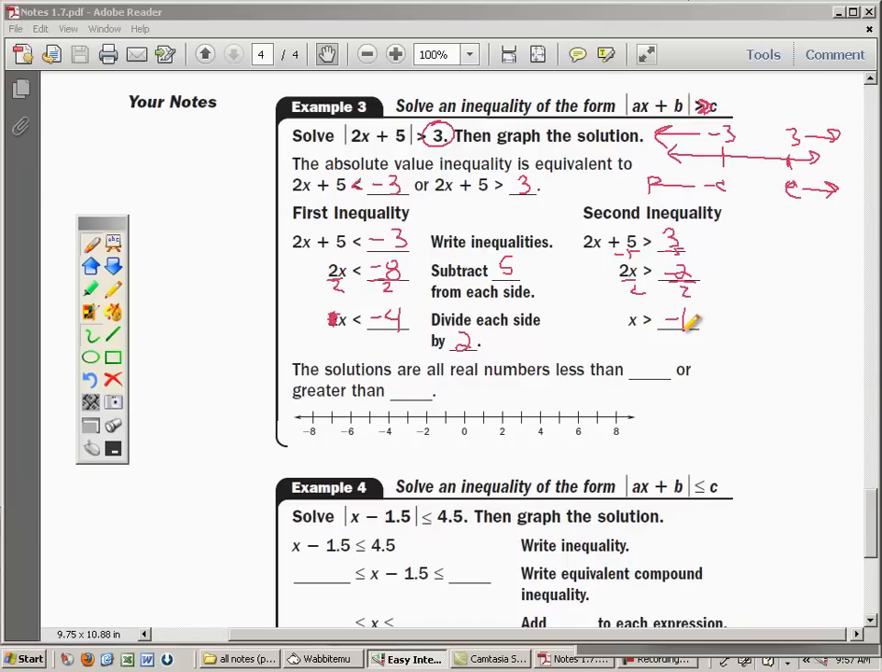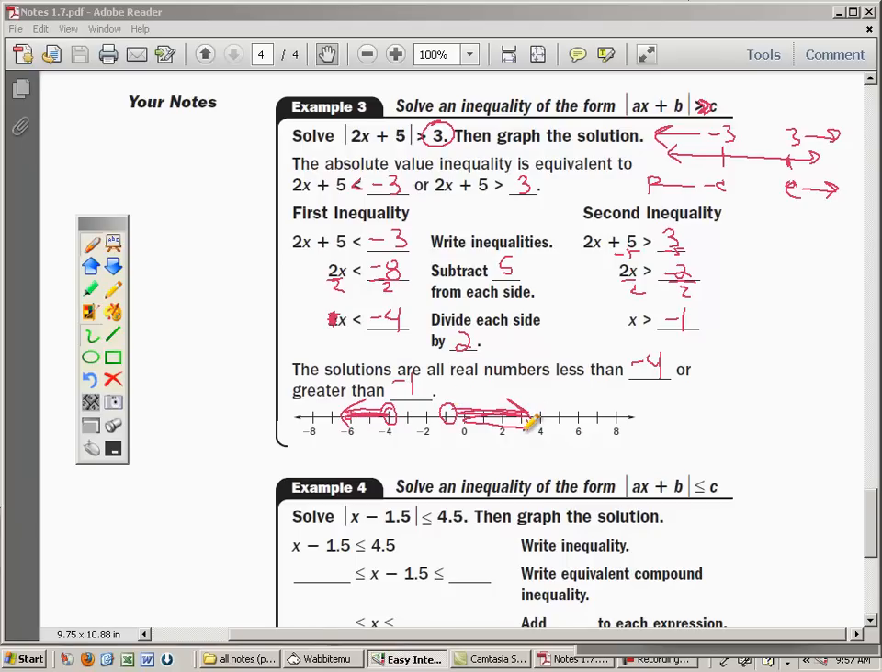And so my solutions are then all the numbers that are less than negative 4, or all the numbers that are greater than negative 1. And so here's the numbers that are less than negative 4. We're not dealing with less than or equal to because it's strictly greater than to begin with. And all the numbers that are to the right of negative 1.